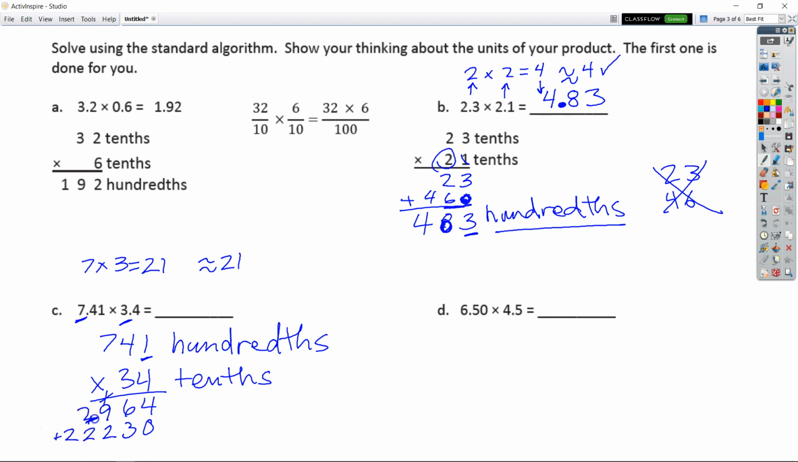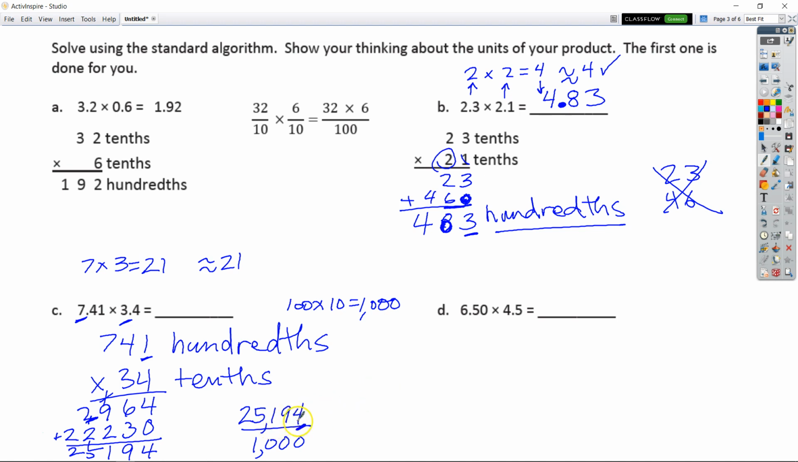When I add these together, let's get rid of that. I get 4, 9, 9, 10, 11, 4, 5, and 2. So now I know that it's hundredths times tenths equals going to be thousandths. So this is going to be over 1,000. It is 25,194. And this 4 has to be in the thousands place.